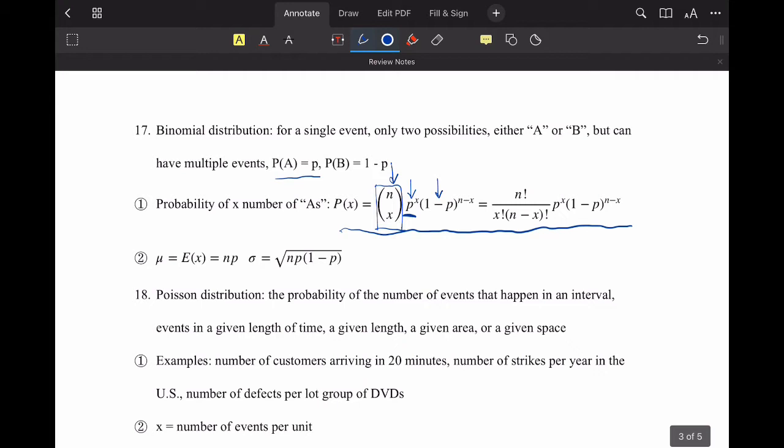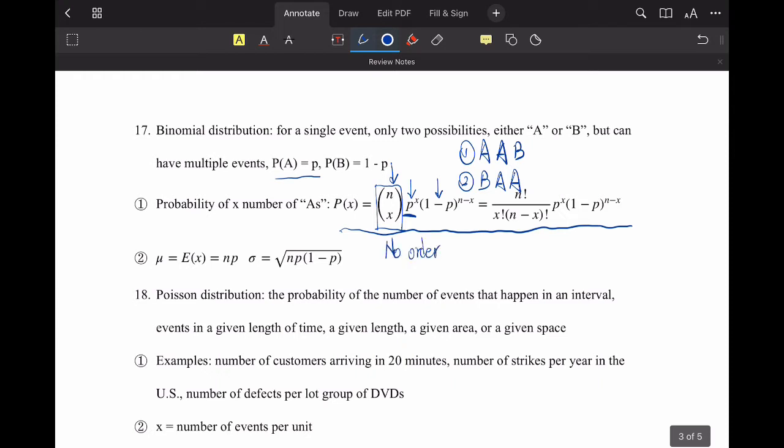Another possible outcome could be the first one is B, second one is A, and third one is A, right? Let me write down here. This is the first possible outcome. This is the second possible outcome. And we use combination. We say combination has no order.